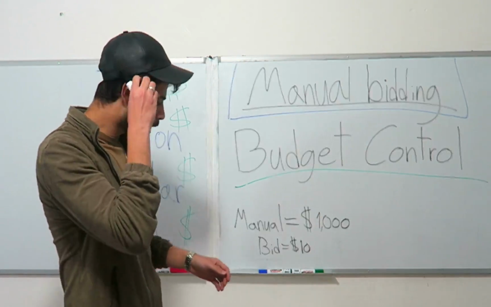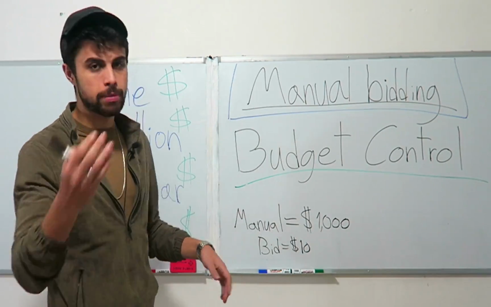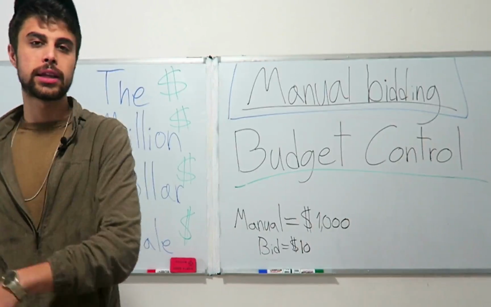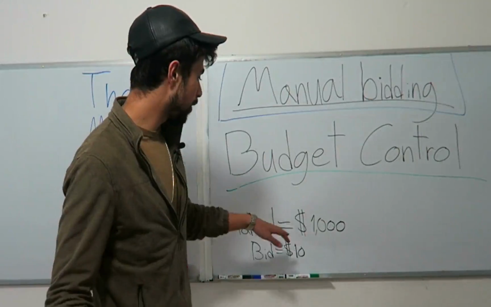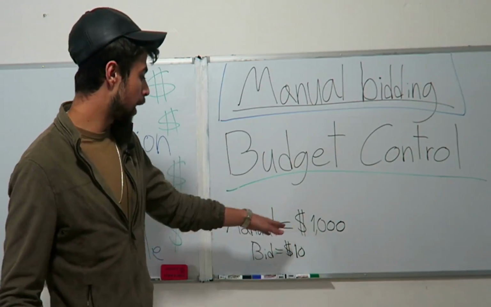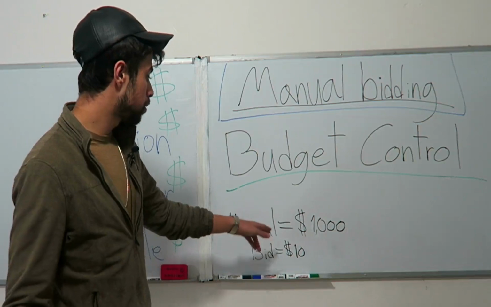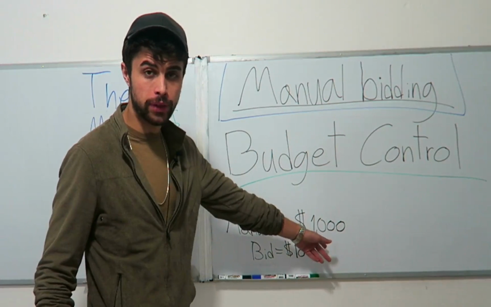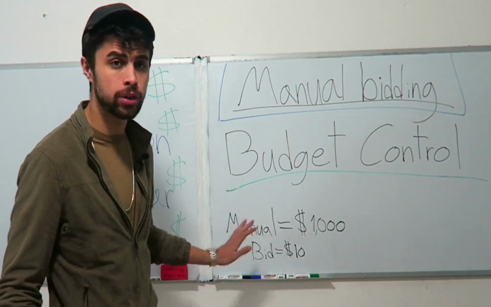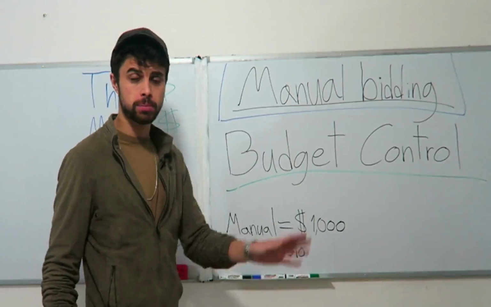Now, of course, there's much more to this. There's manual and desktop and then neglected audience demographics, but we'll get to that in a second. So let's say we're releasing a $1,000 manual bid. The $1,000 is a daily budget and the bid is $10. Okay, we're optimizing on purchases.